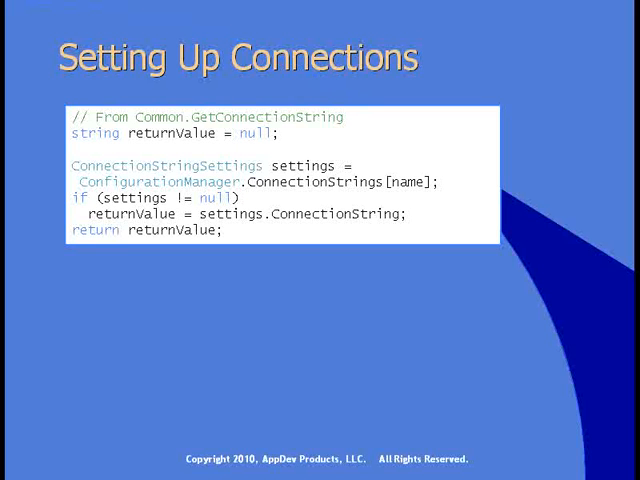There's a ConnectionStringSettings object, which we'll get when we use ConfigurationManager.ConnectionStrings, specifying the name of the connection string we want to retrieve. That hands back a ConnectionStringSettings object. If that settings object isn't null, then we retrieve the ConnectionString property of that object and return the connection string as the return value of this procedure. Given that connection string, we can use it to connect to data.